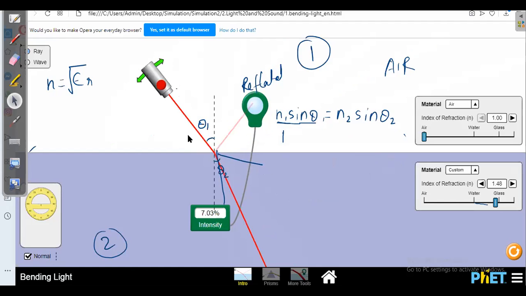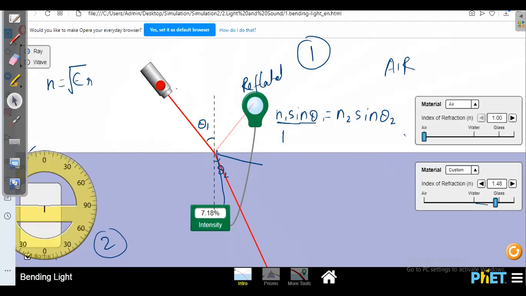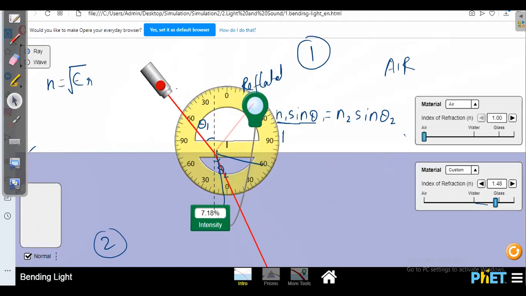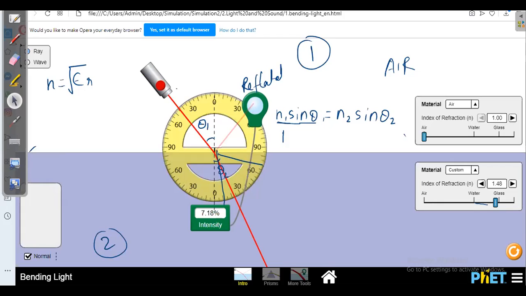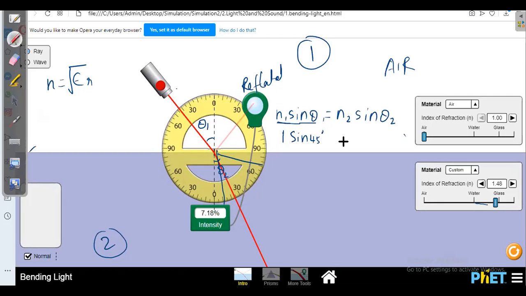Now I do not know what the angle value is, so I am going to measure the angle. What is the incident angle? It's around 30, 40. It's around 45 degrees roughly. So 1 into sine 45 degrees. Now I know my n2. What is my n2? 1.48.